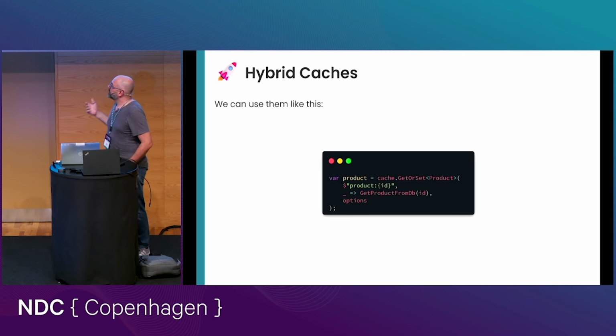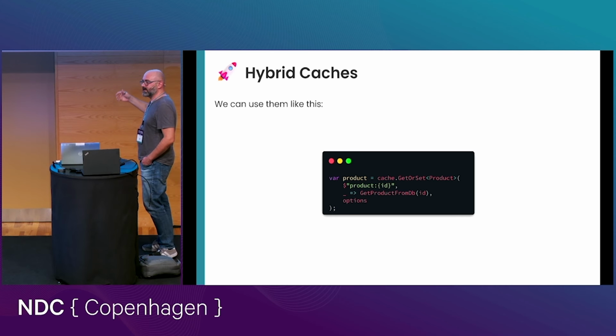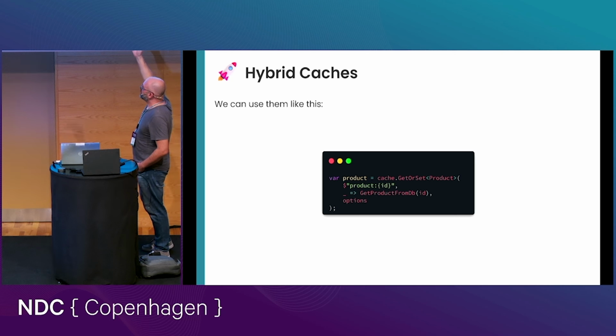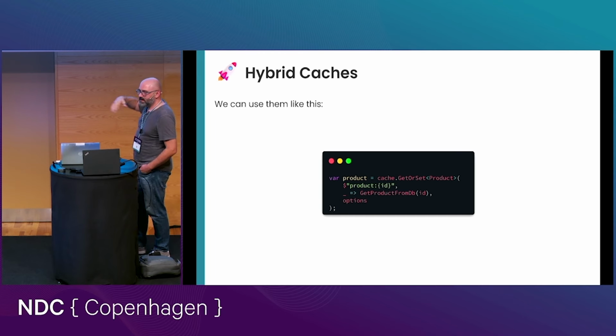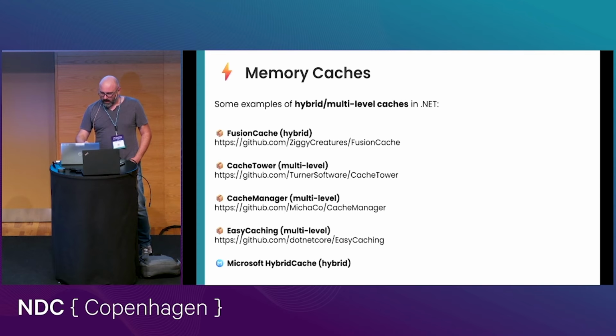Now, we can use them like this. This is very similar to the code we saw at the beginning for the memory cache, a sign that they are way easier to use than a distributed cache. And so here we can see cache.GetOrSet, the type, cache key, the factory, and the options, the bare minimum. So we do not have to do a lot of stuff on top of that.